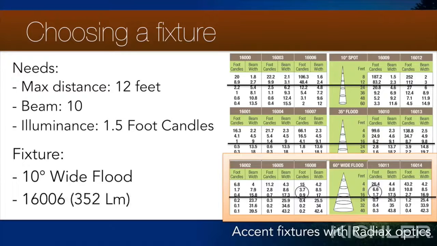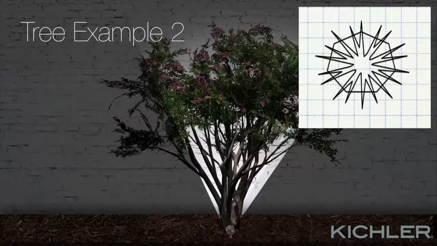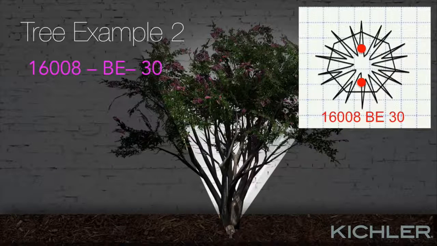Let's go with the 16006 in this case. If the tree was an especially important focal point in the design, the 16011 would have been the better choice. We'll plan on lighting this tree with 2 fixtures, placing one on the front and the other on the back to make the tree visible from the house. If we want the beach color and pure white light, our part number will be 16008 BE30.